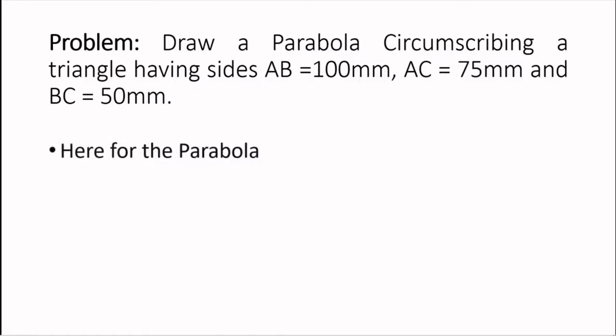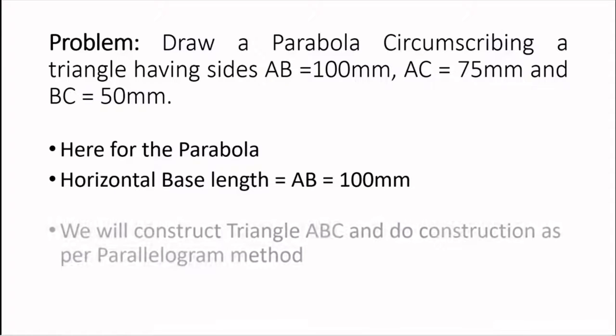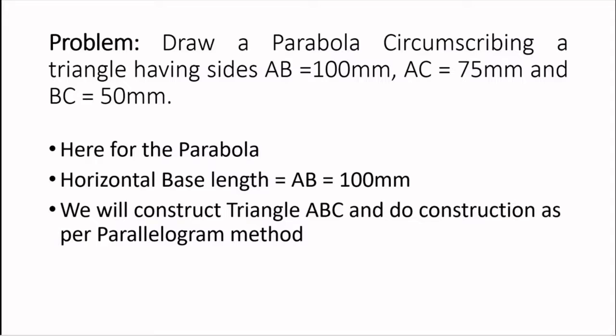So here the base length is given as 100 mm for sure, but this triangle is inclined, it is not an isosceles triangle. So we can't solve it by rectangle method, nor can we solve it with the tangent method. So we use another method called the parallelogram method. In this method, we start the construction by drawing the triangle.